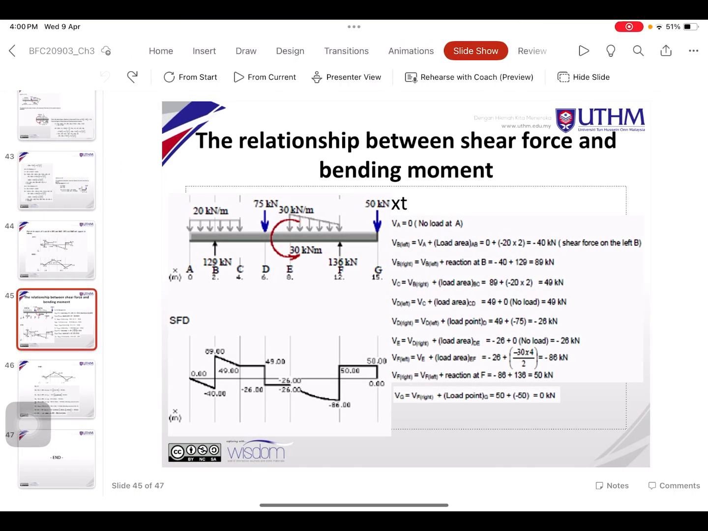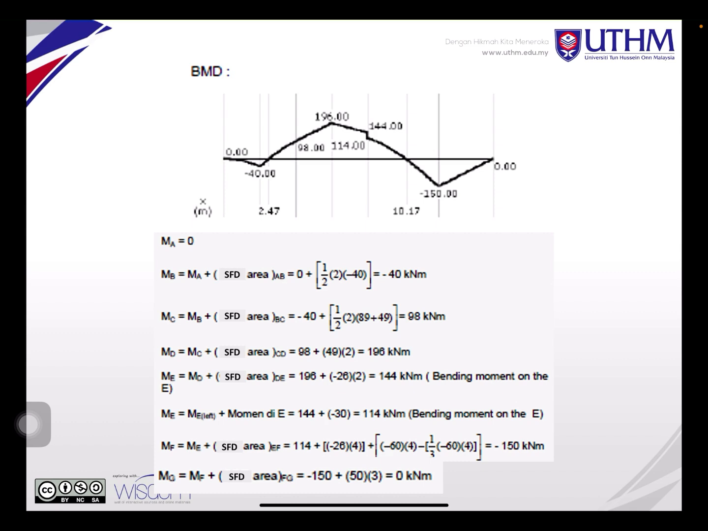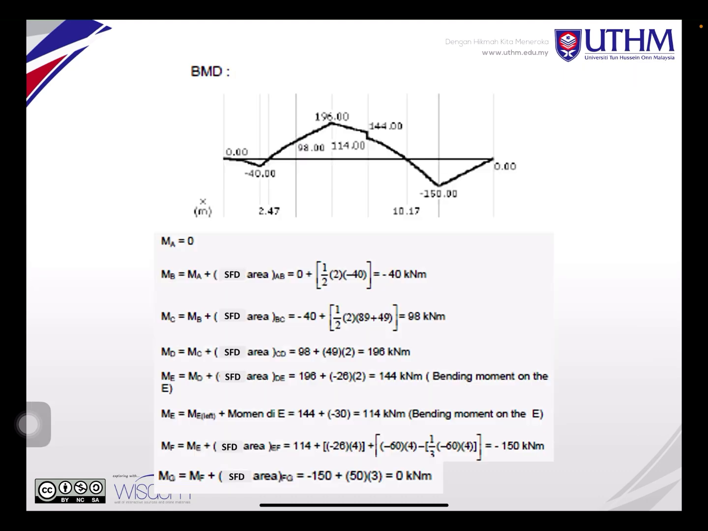Okay, so let me continue. For the bending moment diagram, you calculate from this A. You calculate A, B, C, D, E, F, G. By right, you draw in one row, but this is a stacked row, so there's no space for it. So it's broken into 2 parts.